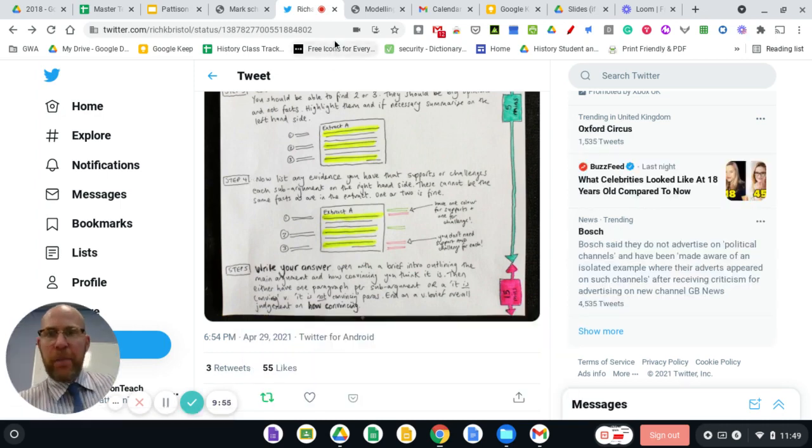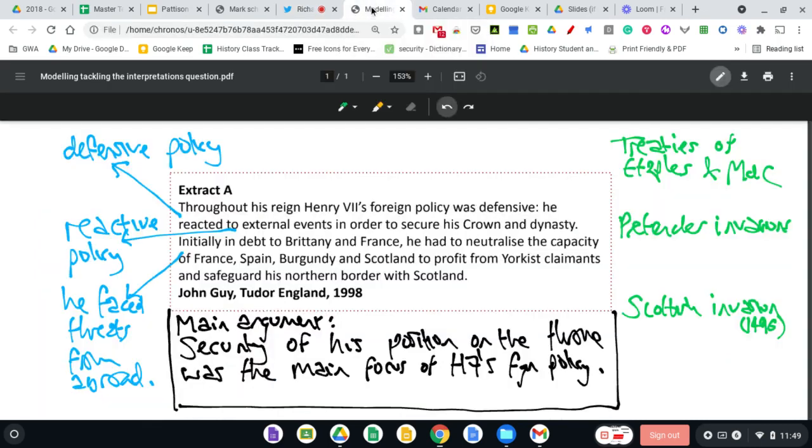Okay, so starting with supporting points. I've picked out three here. So, in support of the idea that it's a defensive policy, we can look at the Treaty of Etaples and the Treaty of Medina del Campo. Okay, with France and Spain neutralising them, getting them on side. The idea of being a reactive policy, where we can look at the invasion of the pretenders in each instance of both Lambert Simnel and of Perkin Warbeck. They are landing on England, and we in England are reacting to their approach.